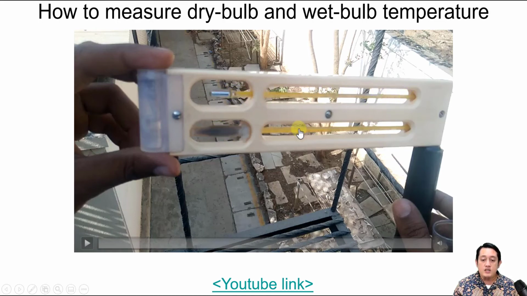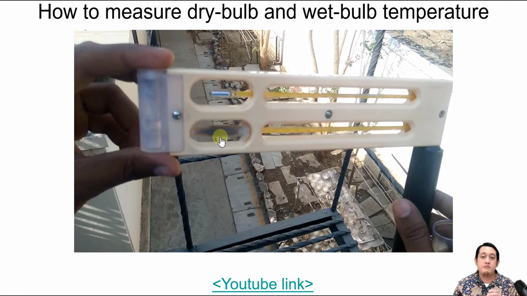Okay, this one is also a thermometer. So what is the difference between these two here? This thermometer here is exposed to the environment. The tip of this other thermometer, the part where we measure the temperature, is covered by a cloth. To make it specific, it is covered by a wet cloth.